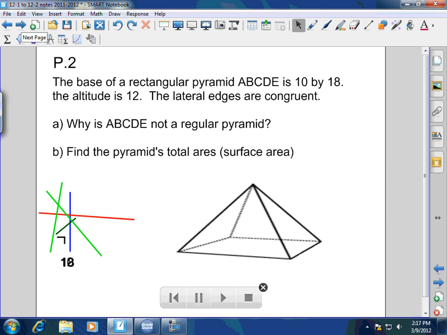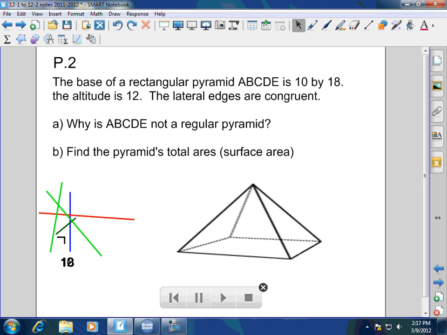The base of a rectangular pyramid, ABCDE, is 10 by 18. The altitude is 12. The lateral edges are congruent. Okay, in this case, the lateral edges are congruent. Why is ABCD not a regular pyramid, though? It does not have a regular base. So that means that this side, even though this is congruent to that and congruent to that, is this triangle congruent to this triangle? No. So it's not regular because it doesn't have a regular polygonal base.